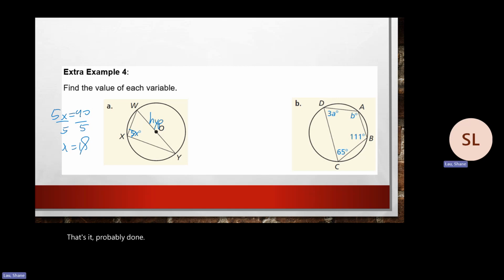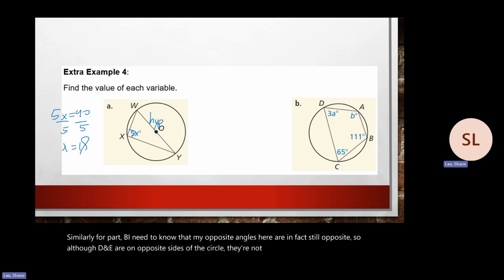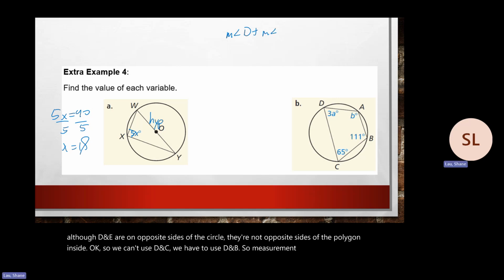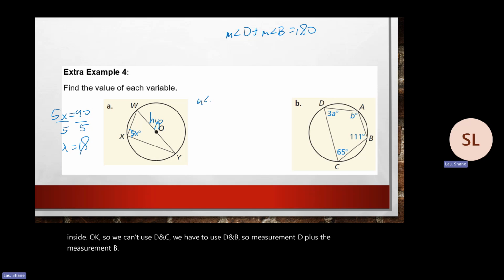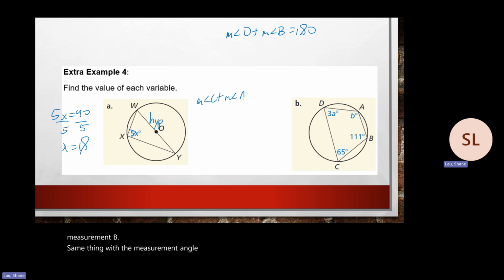Similarly, for part B, I need to know that my opposite angles here are in fact still opposite. So although D and E are on opposite sides of the circle, they're not opposite sides of the polygon inside. So we can't use D and C, we have to use D and B. The measurement of angle D plus the measurement of angle B equals 180. Same thing with the measurement of angle C plus the measurement of angle A is equal to 180.